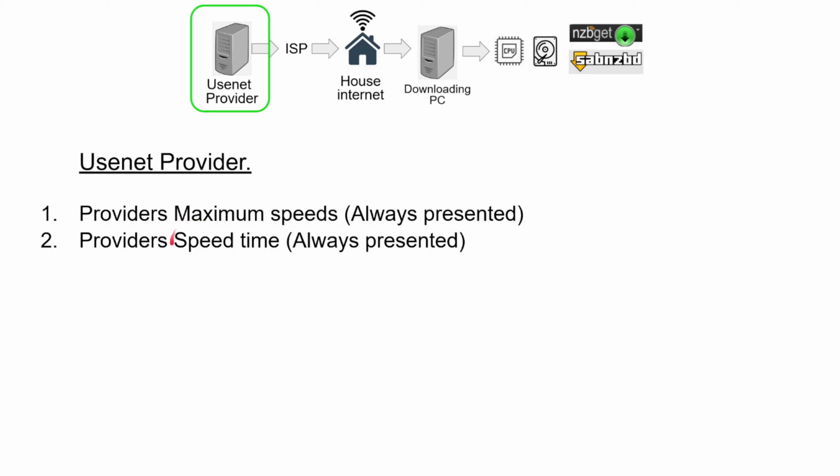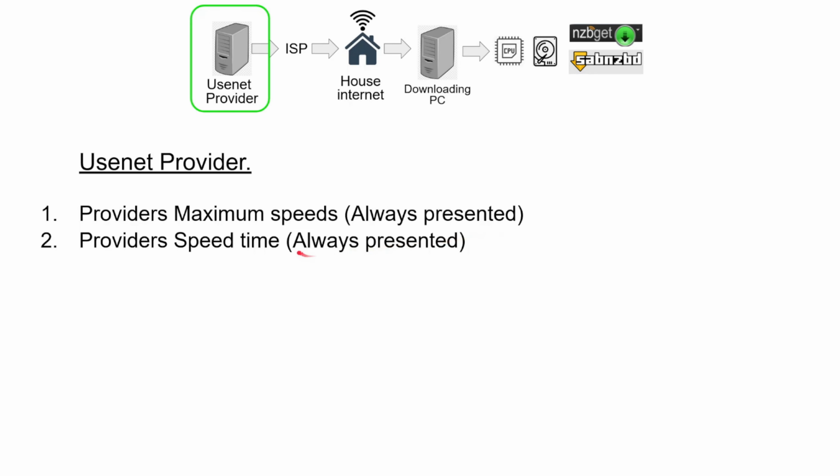Some providers have a speed time. What I meant by that is sometimes they have a time during the day where you have unlimited speed, but only for a certain period of time. Again, this is not a scam. This is, in my opinion, a really good thing. It's just that they can offer a higher speed, for example, at night than during the day. So at night you will have higher speed, and during the day you have a lower speed.